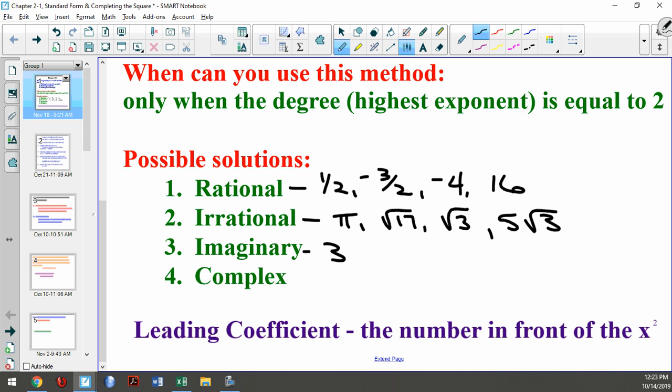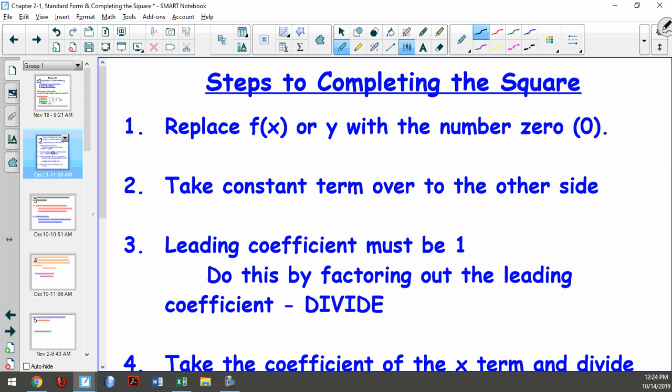Imaginary is going to be 3i, -4i. Those are imaginary. Complex are going to be 2 plus 3i. Those would be an example of complex. Okay? We are not going to be dealing with these ones today. We're going to be dealing with rational and irrational. All right? Leading coefficient is the number in front of the x squared term.